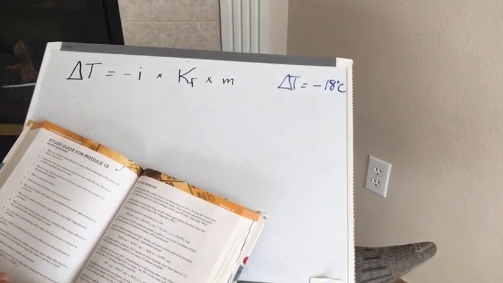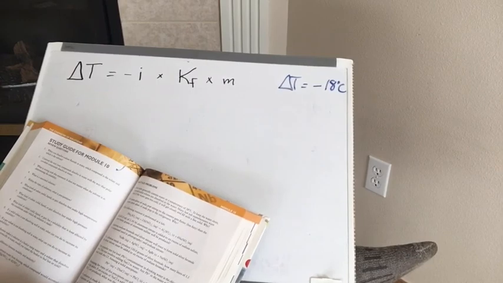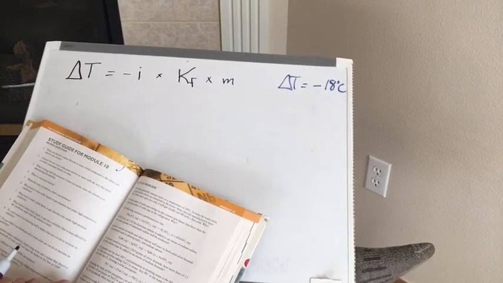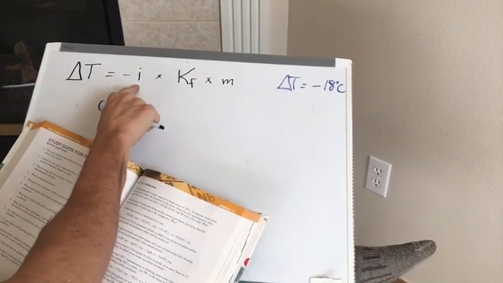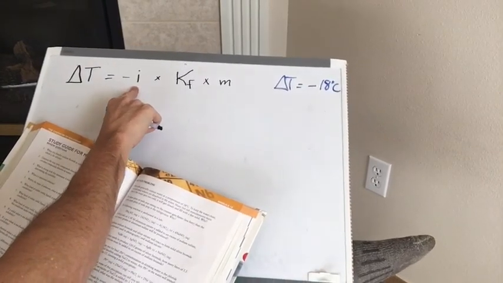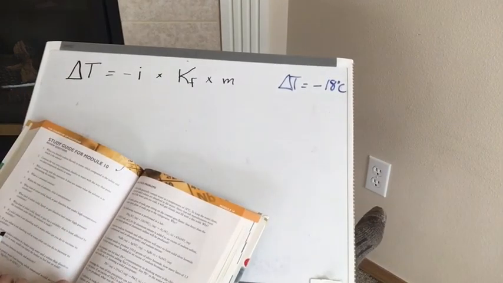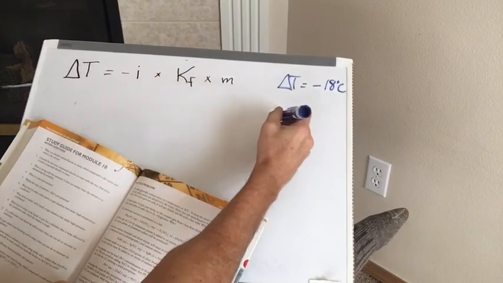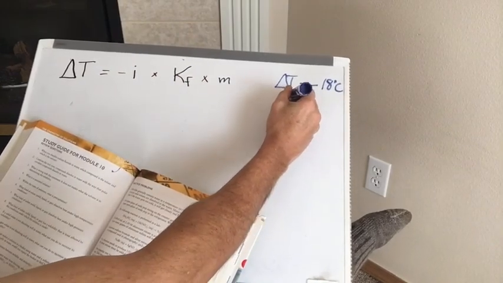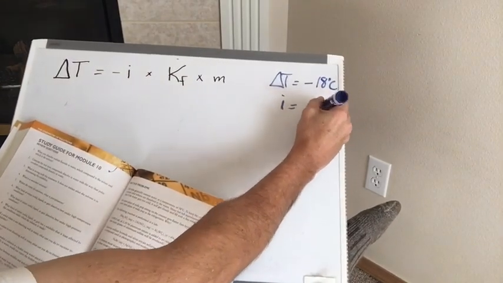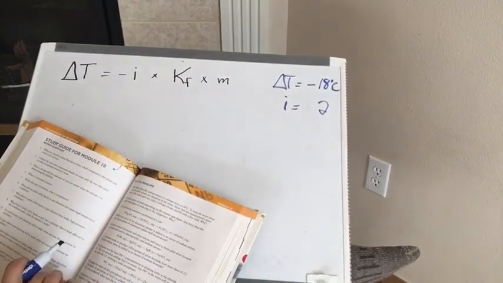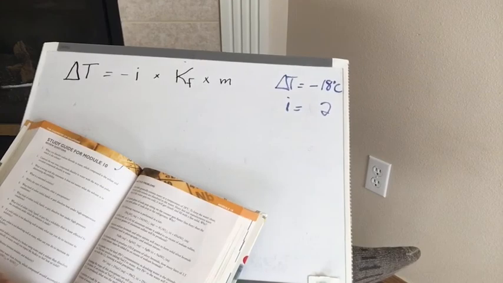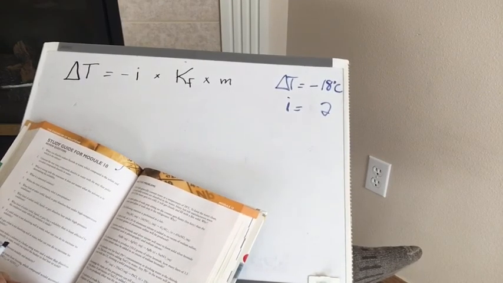What other information do they give us? We're going to add sodium chloride. Sodium chloride can be split into 2 ions. That's what i represents, how many ions this compound can split into. It is an ionic compound, so it can split into 2 ions. So i, in this case, is going to be 2, because it turns into ions of sodium and ions of chloride. And then what is the molality of the solution?